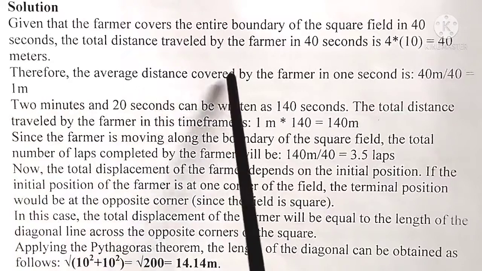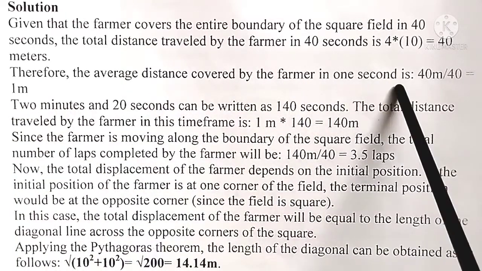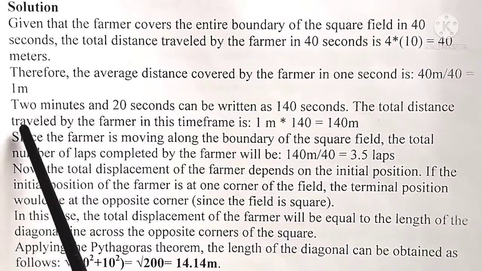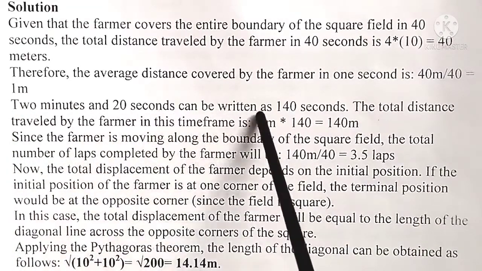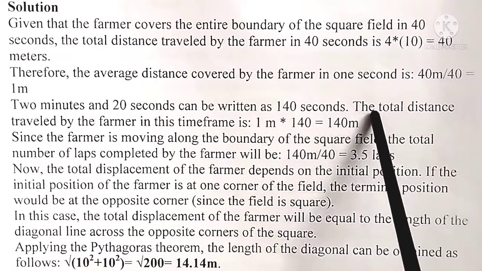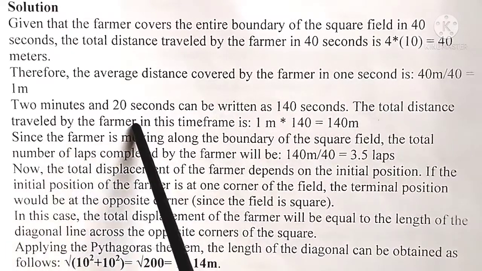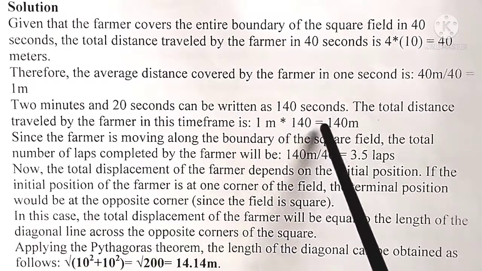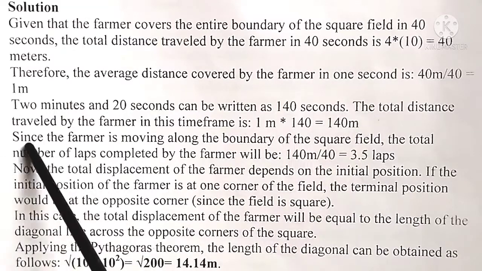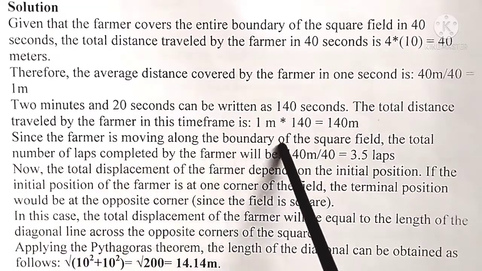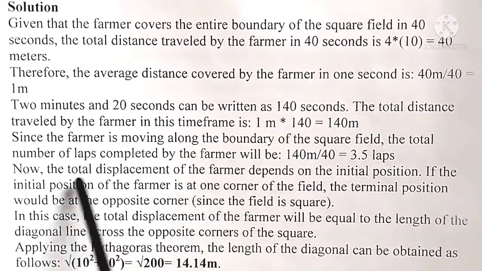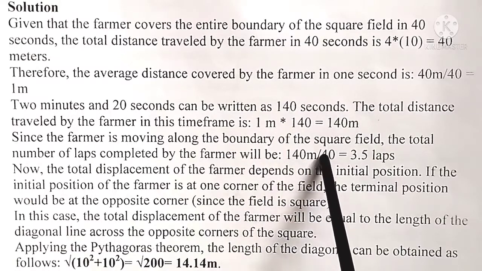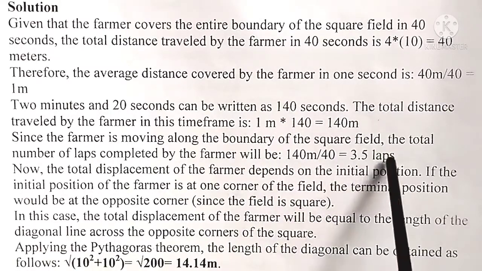Therefore, the average distance covered by the farmer in 1 second is 40 meter divided by 40, that is equal to 1 meter. 2 minutes and 20 seconds can be written as 140 seconds. The total distance travelled by the farmer in this time frame is 1 meter into 140, that is equal to 140 meter. Since the farmer is moving along the boundary of the square field, the total number of laps completed by the farmer will be 140 meter divided by 40, that is 3.5 laps.